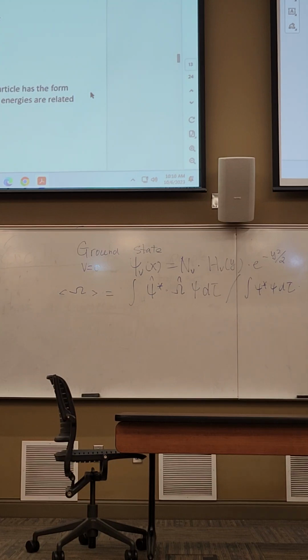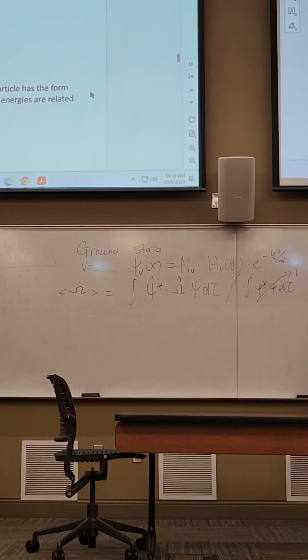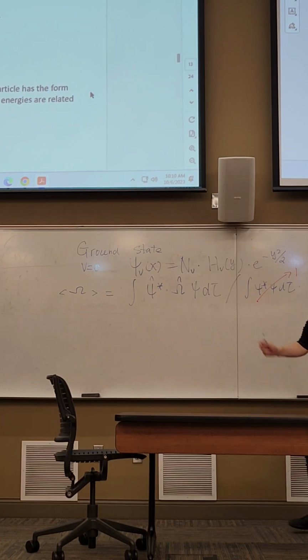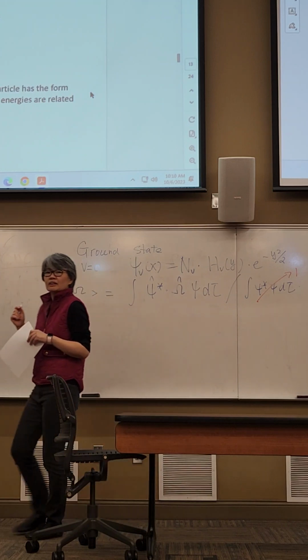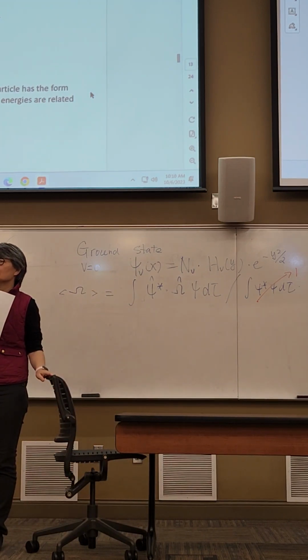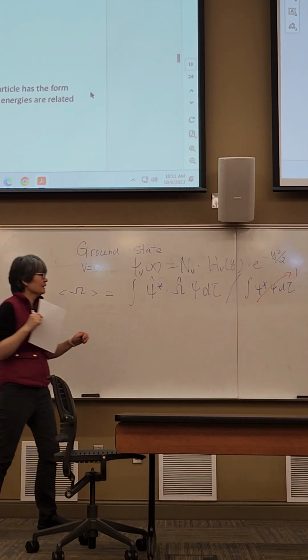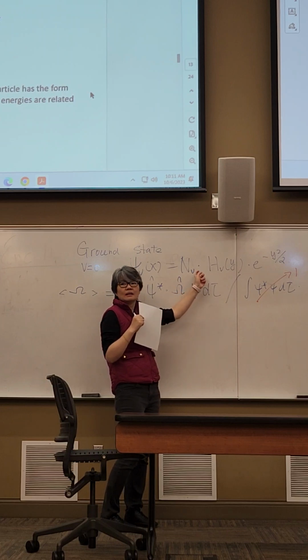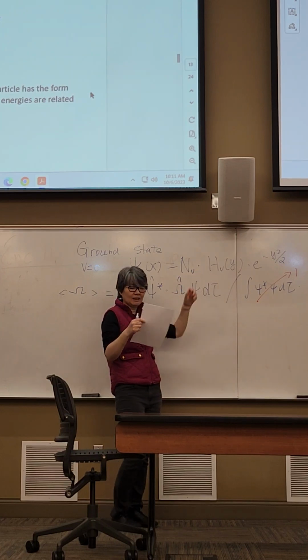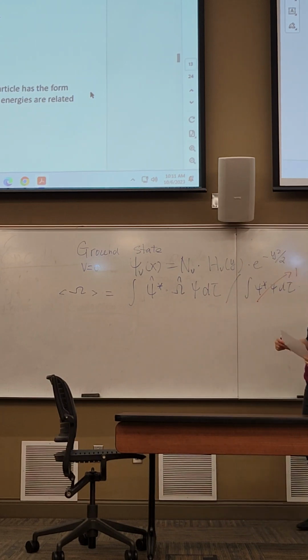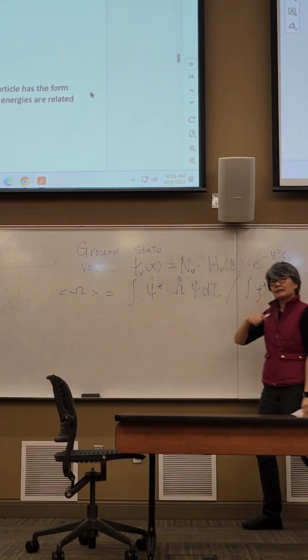Now, if the wave function is normalized, then the denominator will be 1. The question for us is, for the harmonic oscillator, are those wave function expressions normalized? Should be. I would say yes. Why would I say yes? Because I have the normalization constant right there. Yep. All right, now let's apply.